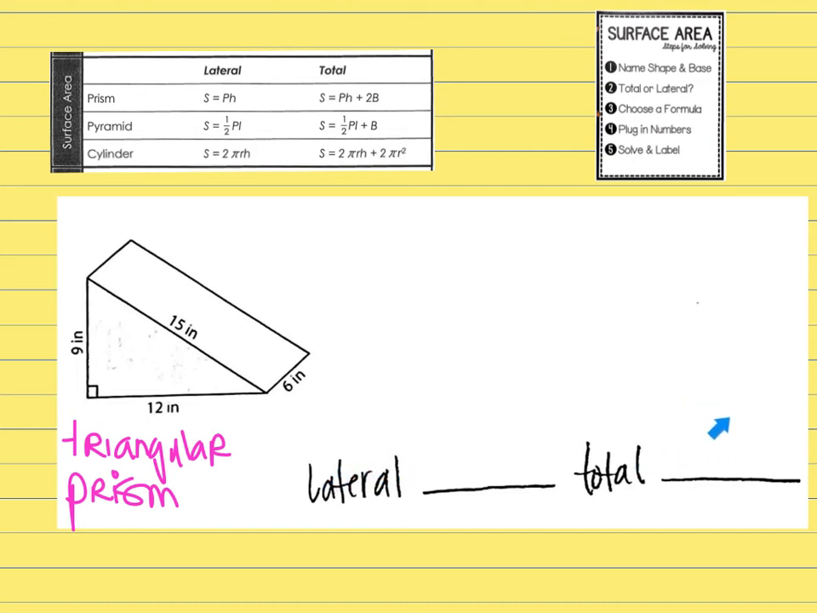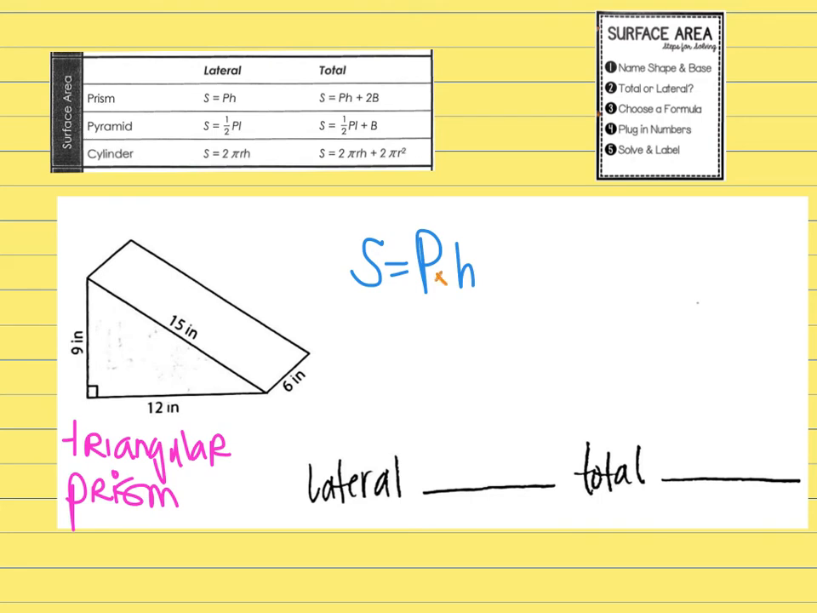So over here I'm just going to add in the 2 extra bases. So again, looking up here, a prism, no matter what type of prism it is, the lateral surface area formula is capital PH. So that's what I'm going to start with again. For lateral surface area, it's capital P, H, and those are going to get multiplied together.